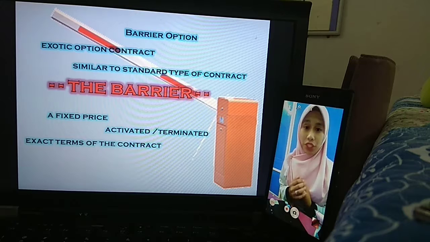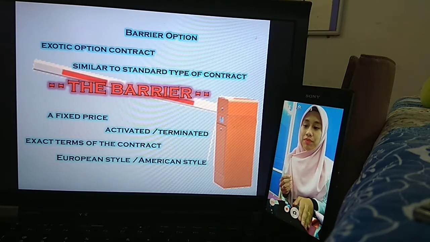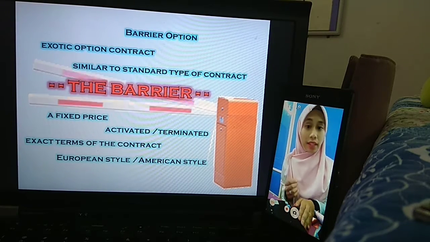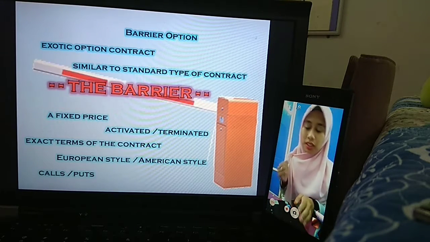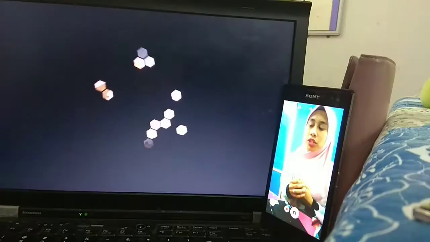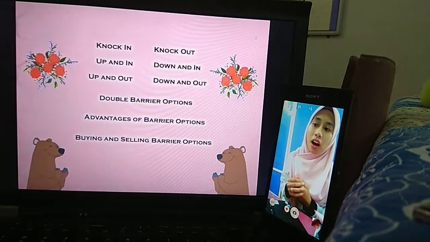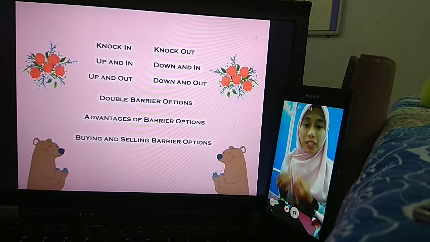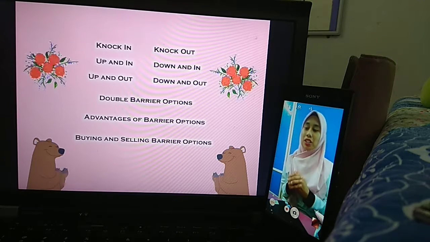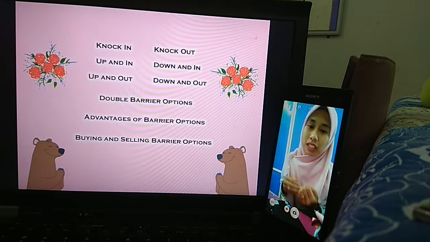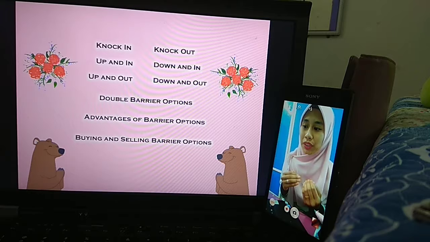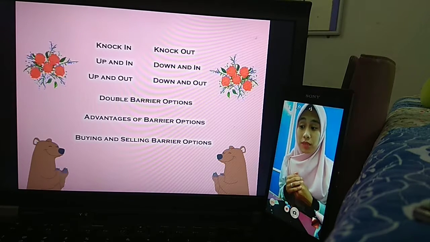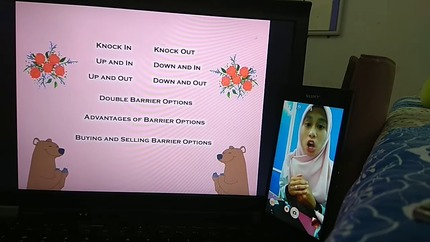So, barrier options can also be in European style or American style. It can also be in calls or puts. So next, here are some of the terms that we'll be looking at in this video. So there's knock in, knock out, up and in, down and in, up and out, down and out, double barrier options, advantages of barrier options, buying and selling barrier options.